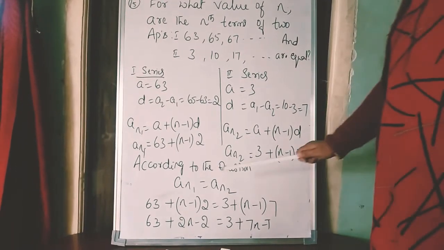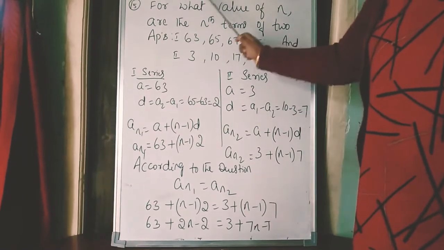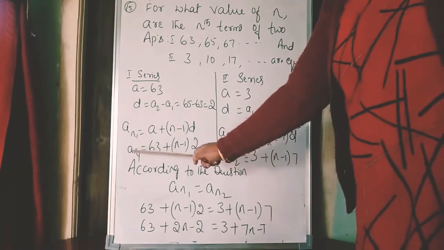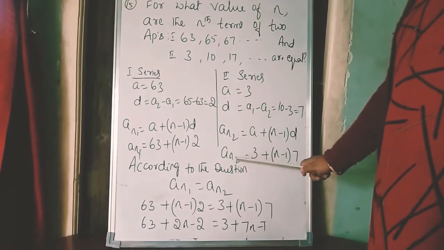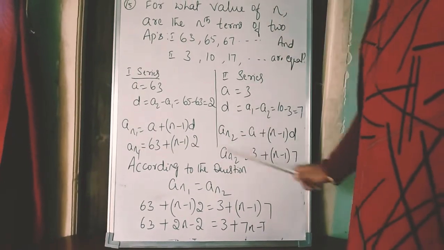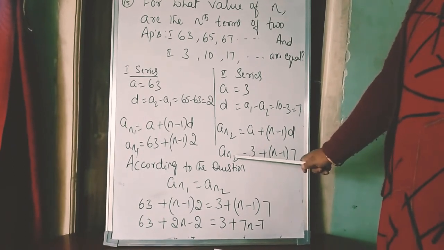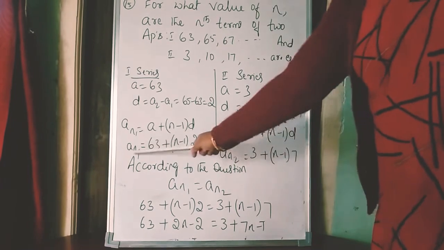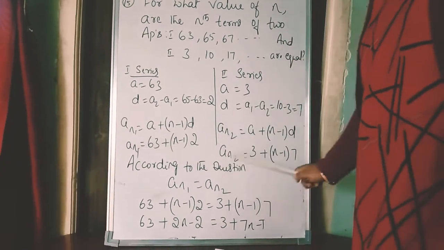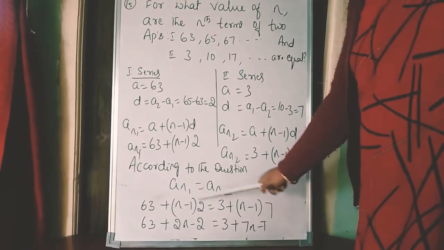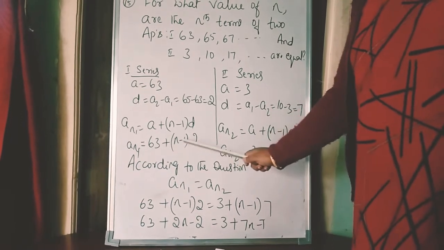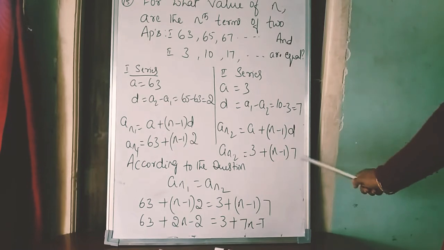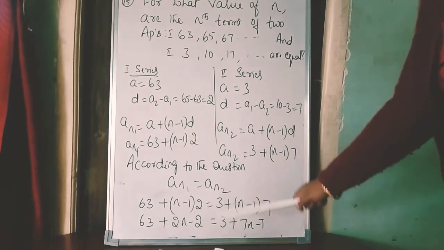See, what they are telling in this question is that one particular term, suppose here it is 5, means here also it is 5. Here it is 10, means here also it is 10. That is which term they are asking here. So, according to the question, both are the same. An1 is equal to An2. What is An? 63 plus (n minus 1) into 2. A2 is 3 plus (n minus 1) into 7. That you write it. Now simplify.